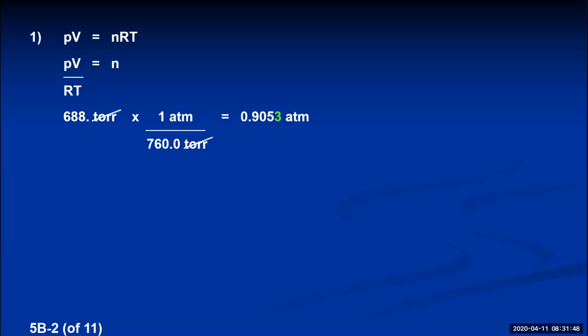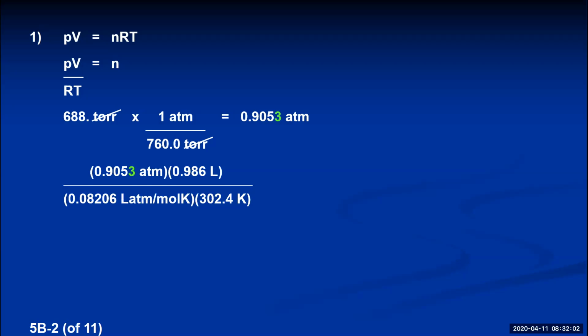The volume was 986 milliliters. The conversion to liters can be done in your head, 0.986 liters. And the temperature, 29.2 degrees Celsius, can be switched to Kelvin by adding 273.2. So once all the numbers have been plugged into the equation with their proper units, it's 0.9053 atmospheres multiplied by 0.986 liters, divided by the universal gas constant, and divided by 302.4 Kelvin. Atmospheres cancel out, liters cancel out, and Kelvin cancel out, and the answer will come out in moles and to 3 significant figures. This container must have 0.0360 moles of gas.